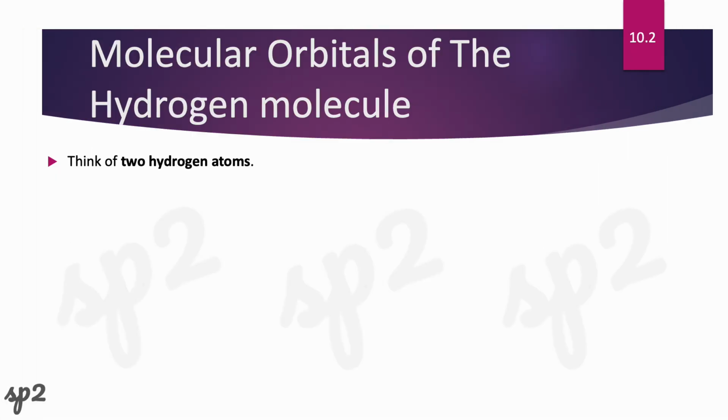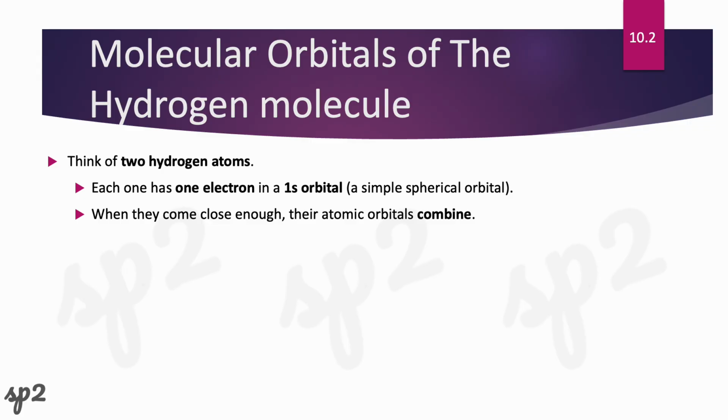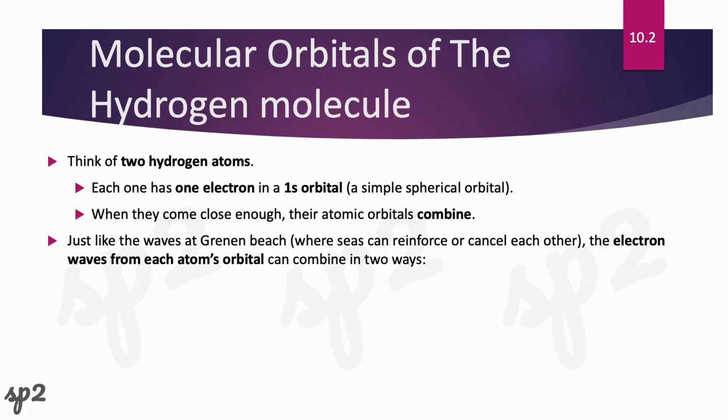Now think about two hydrogen atoms. Each of them has 1 electron in its 1s orbital, and if you remember, the 1s is a very simple spherical orbital. When they come close enough, their atomic orbitals start combining, just like the waves at the beach. The electron waves from each atom's orbital can combine in two different ways, and I'm going to explain them on the next page.